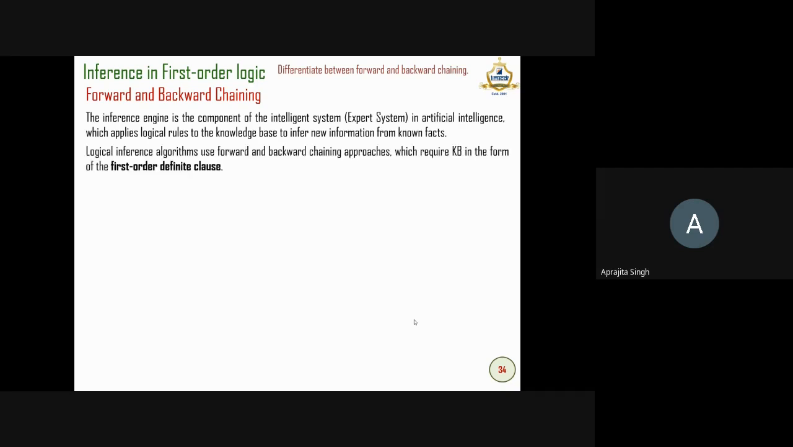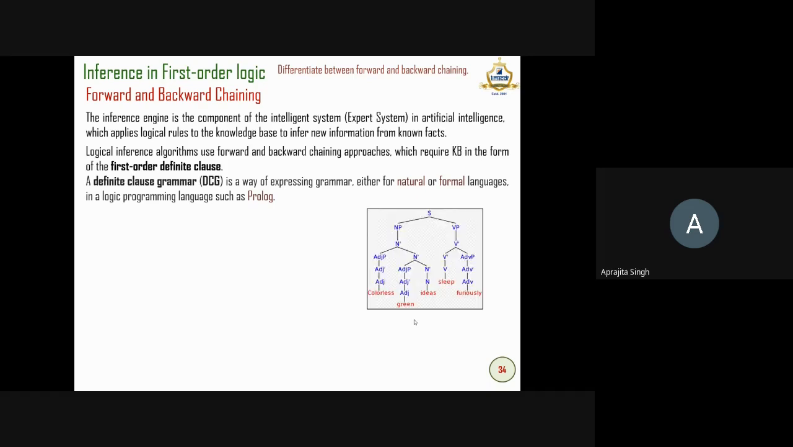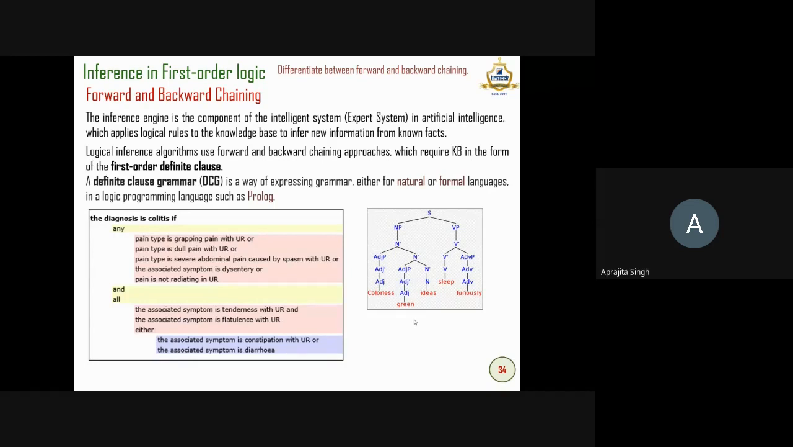The logical inference algorithms use forward and backward chaining approaches, which require the knowledge base in the form of first order definite clauses. So just as we saw CNF and DNF, knowledge predicates are there and you combine them with the help of the rules that we studied. The definite clause grammar is a way of expressing grammar, either for natural or formal languages, in a logic programming language such as Prolog. In the practical you must have already seen this. So this example is from Prolog. An inference engine commonly proceeds in two modes, forward chaining and backward chaining.